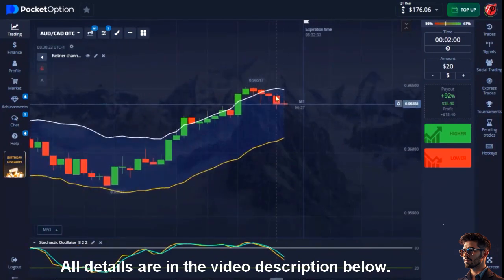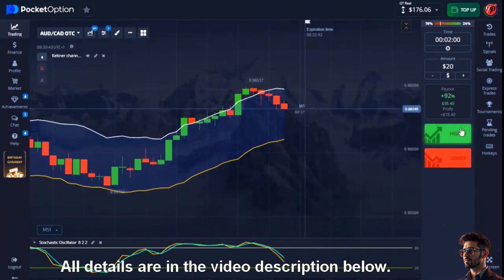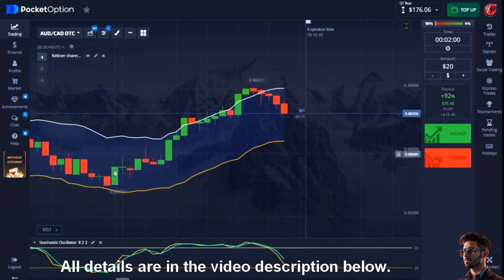So let's make sure you confirm that, and also make sure that the candlestick you're placing your trade on is very close to the upper line of the kidney channel. If you're going for a down trade, this is something applicable. If you're going for an up trade, make sure that the candlestick you're placing your trade on is very close to the down line of the kidney channel and confirm the trend.